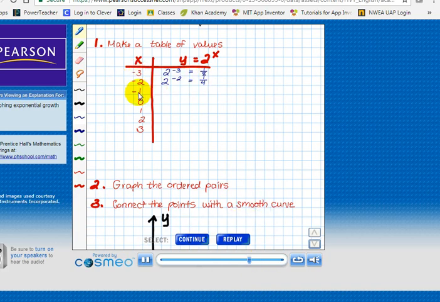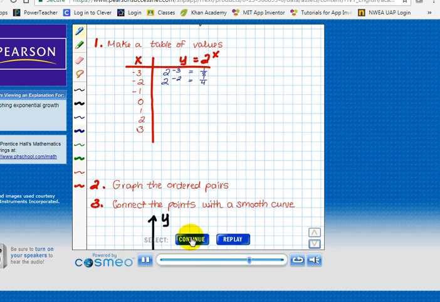So in the third column, you should have put 2 to the negative 1, which is 1 over 2 to the first power, which is just 1/2. And then 2 to the 0 is just equal to 1. 1 would be 2 to the first power, which is 2, 2 to the second power, which is 4, and 2 to the third power, which is 8.